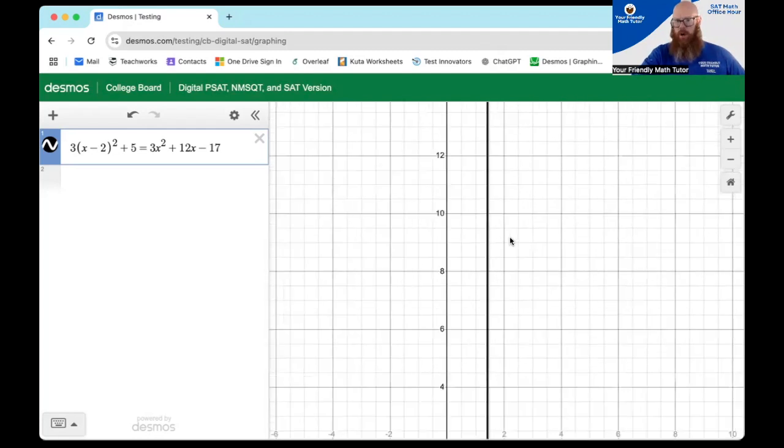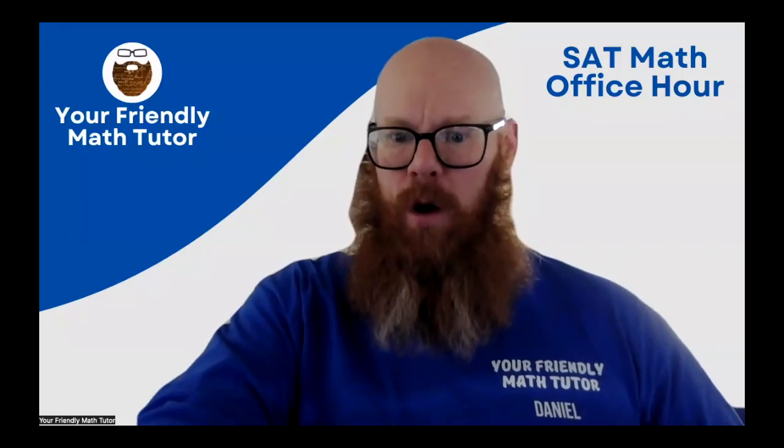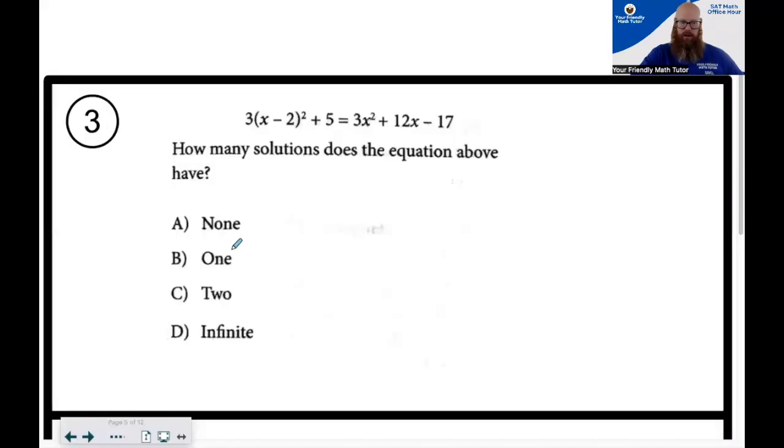All right. So if you go this route, the key is that you know what you're looking for. If you plug in the left side into one and the right side into another, you're looking for the x coordinate of the vertex. If you plug the equation directly in, you're looking for a vertical line and just see where that crosses the x-axis, and that is your solution. So again, in this one, it only wanted to know how many solutions there were. So clearly, there was just one solution.